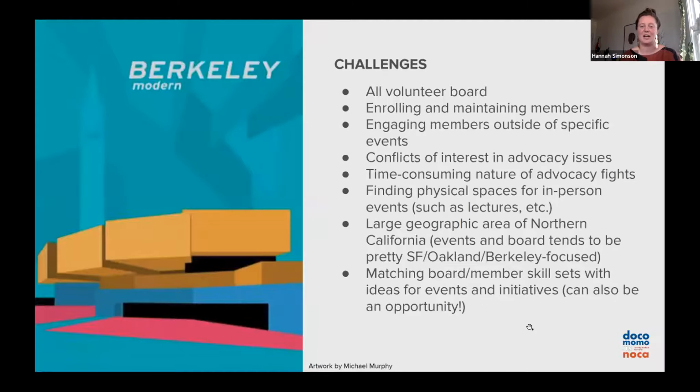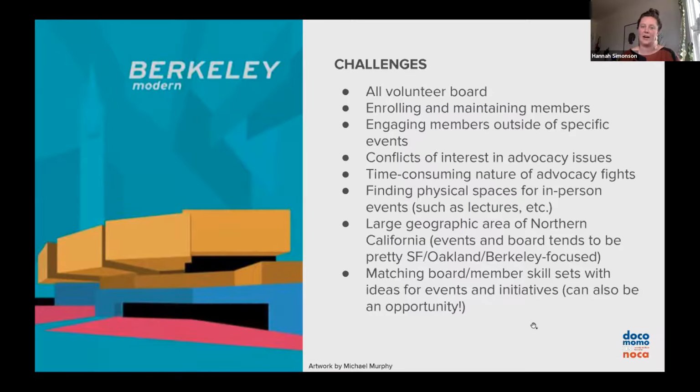I think that we've touched on some of the challenges of starting and maintaining a board, but I think all of these can be looked at as opportunities as well. We're an all volunteer board, which can be challenging in terms of time, but everyone's very passionate and very excited to be part of the board. So we have had good engagement.